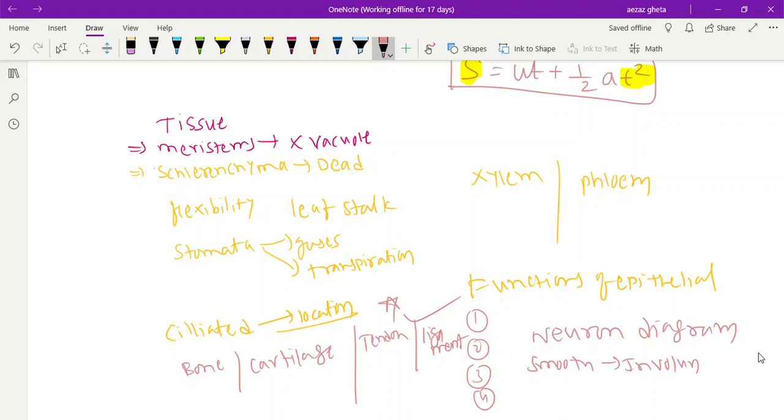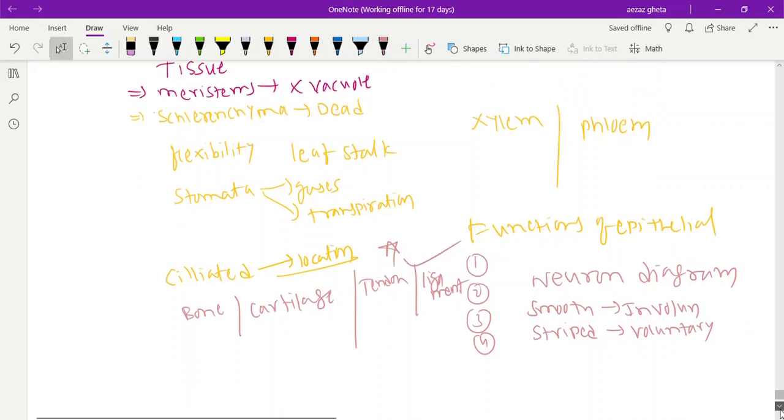So like in the alimentary canal, the smooth muscles are there, remember. And then we have striped muscles, correct? Striped muscles are striated muscles. They are voluntary. They are also called skeletal muscles because they are attached to bone. And cardiac muscles are present in the heart, that you are very familiar with. Cardiac muscles are present where? They are present in the heart.